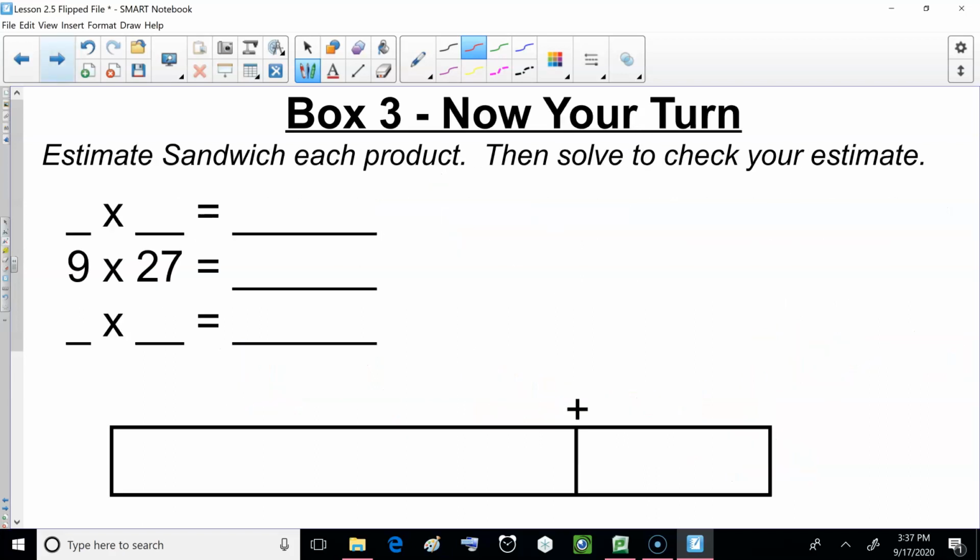So now it's your turn. Your number is 9 times 27. We want you to estimate sandwich each product, then solve to check your estimate. So you can pause the video right now and work on going through the process of an overestimate and underestimate, and then solving using the area model. See, is your answer between those two?